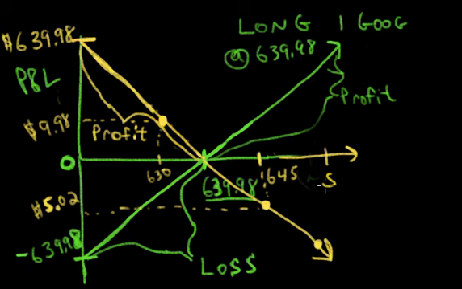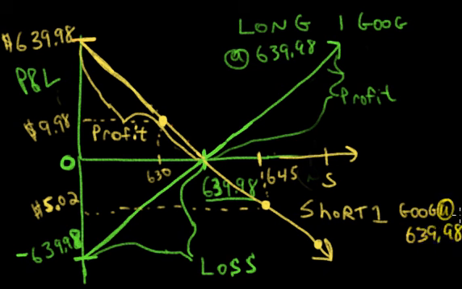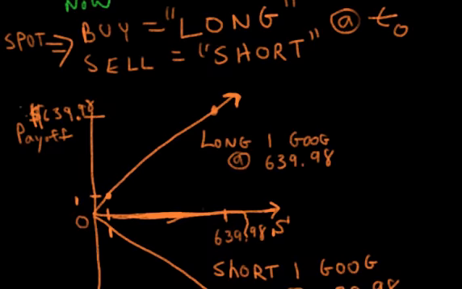So this, I should write here, is again short 1 Google at 639.98. So what I wanted to do in this video was get you familiar with some things related to spot contracts and some terminology. So let's recap what we learned, right?